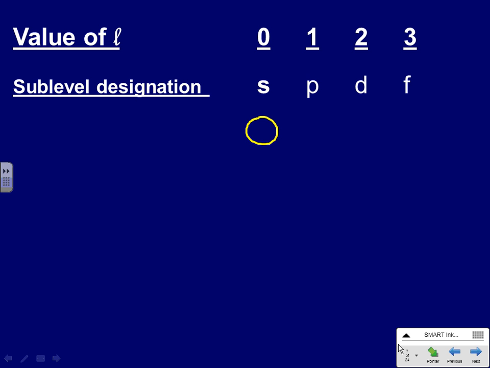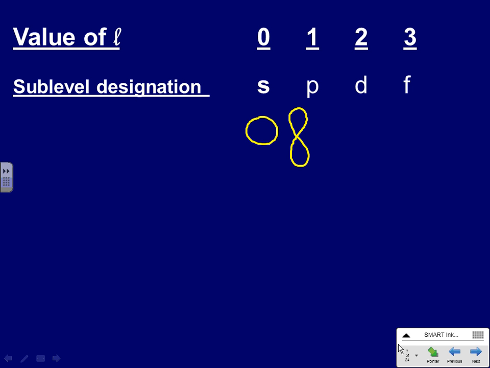If L is equal to 1, we call them p orbitals, and they look like dumbbells. Did I show you the dumbbells the last day? So here they look like dumbbells. These dumbbells are just turned perpendicular to each other, but they all have this dumbbell shape. Those are p orbitals.